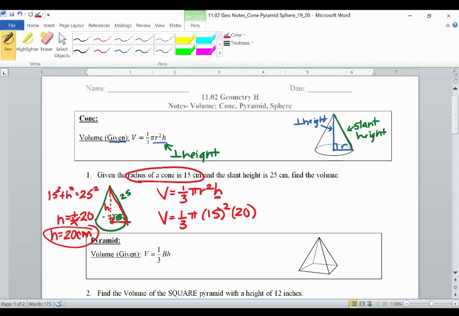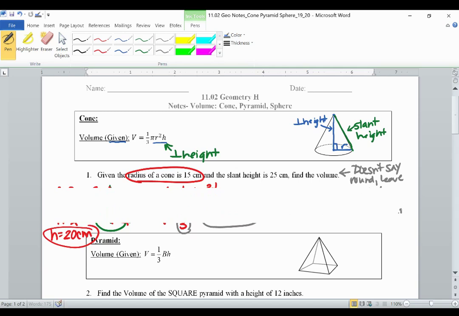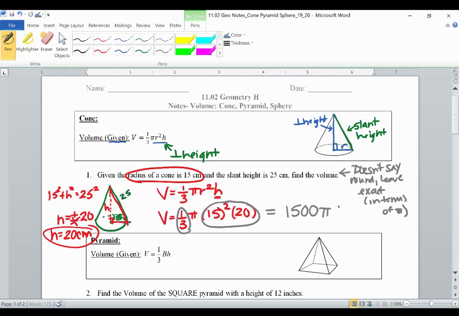Actually, I would type all of this into my calculator at once, everything except the pi. And that should give you 1,500. Bring along your pi. And this did not say to round. So if it doesn't say to round, leave it exact. Exact means in terms of pi in this case. Other times it might mean simplest radical form. And our units here would be centimeters cubed.